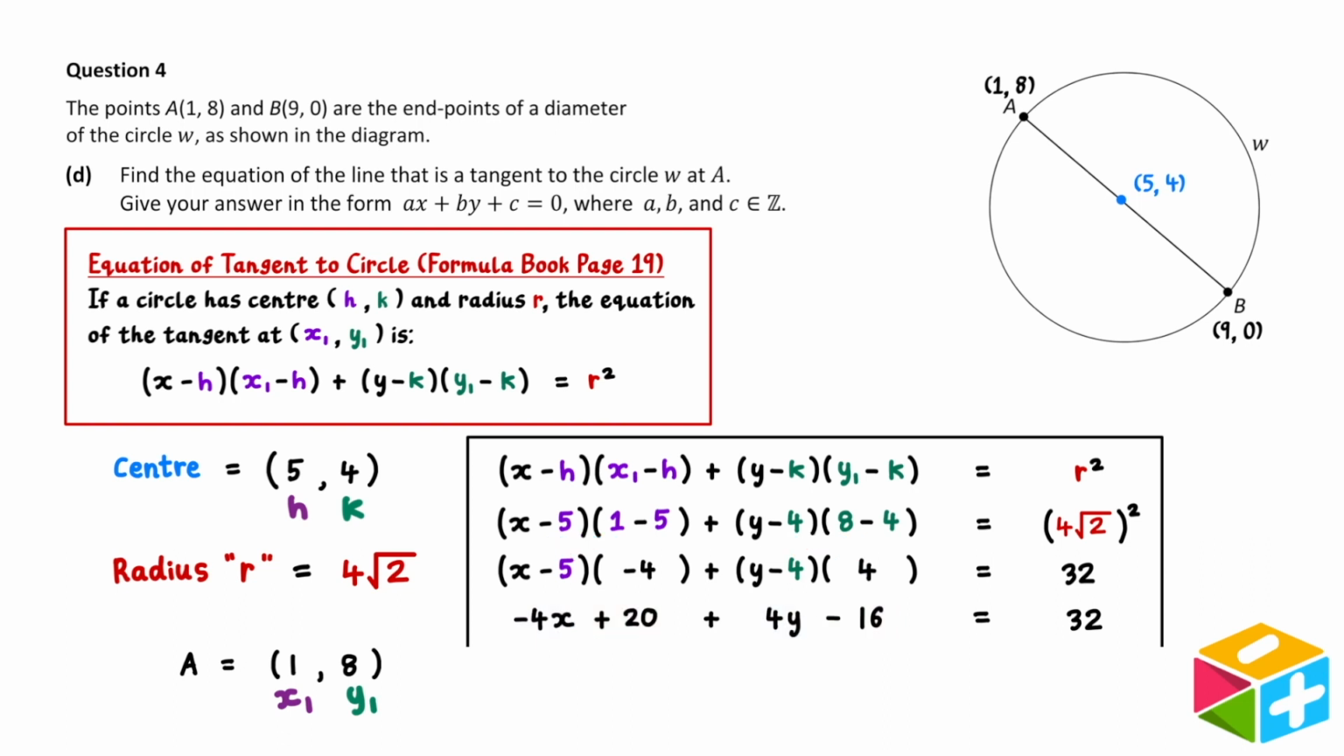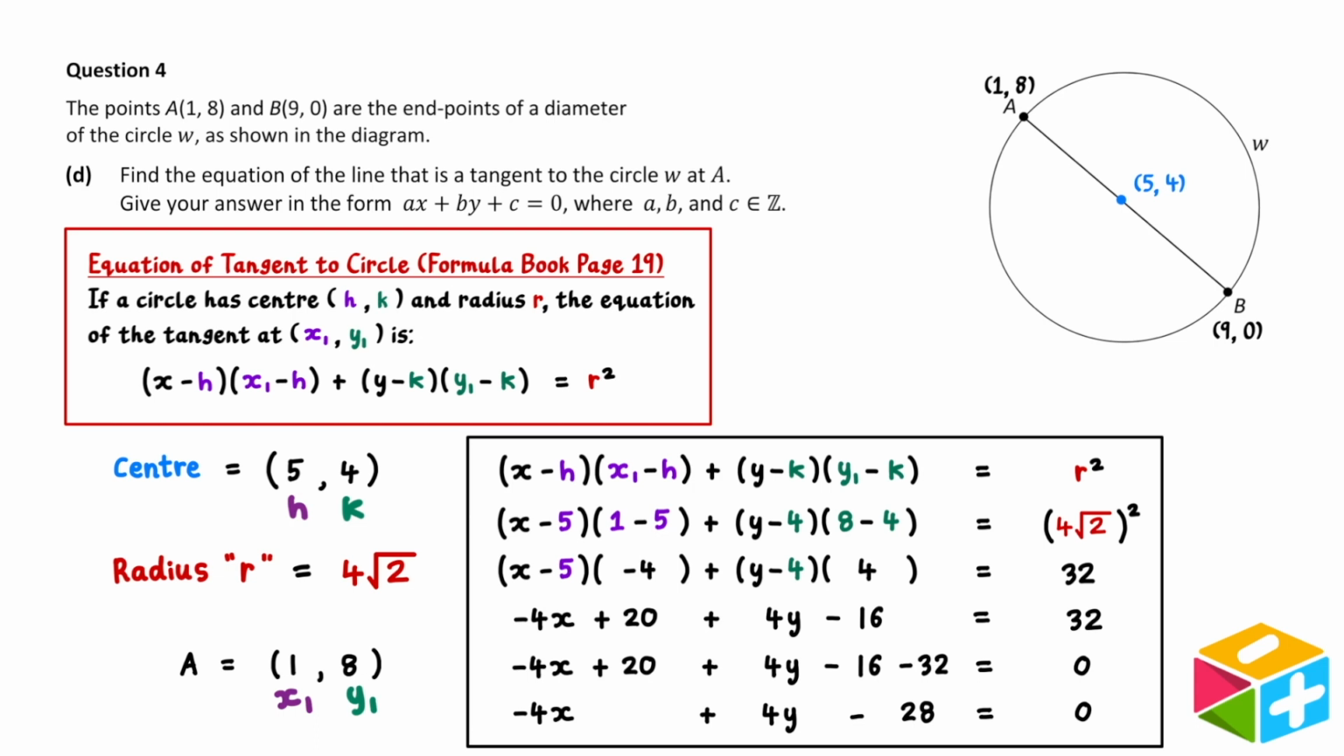When presenting the equation of a line, it's conventional to write all the terms on the left-hand side and leave a 0 on the right-hand side. To achieve this form, all we have to do is subtract 32 from both sides. To finish, all we have to do is combine the number terms on the left-hand side. If we calculate 20 minus 16 minus 32, we get minus 28. So our final answer for the equation of our tangent line is minus 4x plus 4y minus 28 is equal to 0.